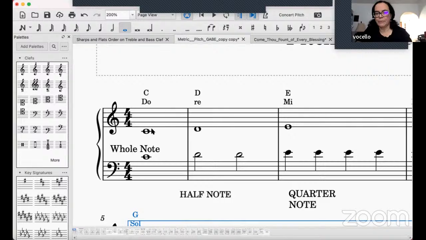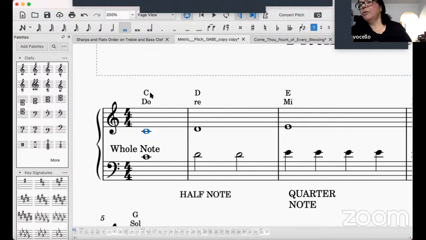The first one that we're going to start with is the middle C. That's the first ledger line below the music staff on the treble clef. On the bass clef, it is the first ledger line above the music staff. We're going to learn the names of the notes in solfeggio language and in the alphabet.